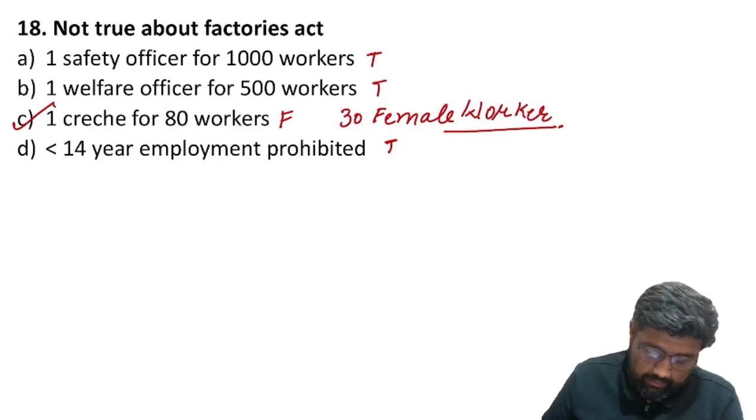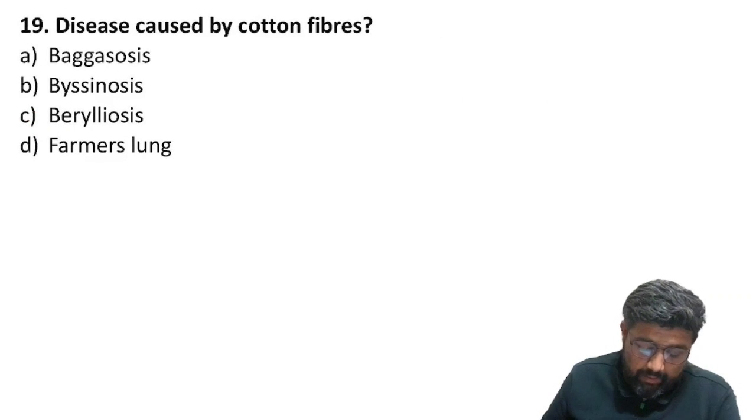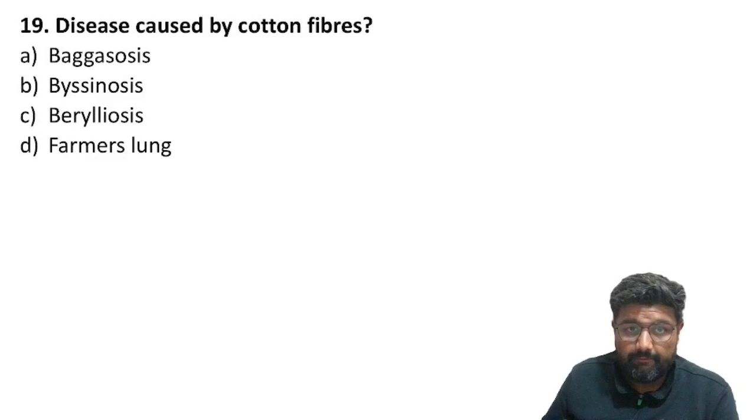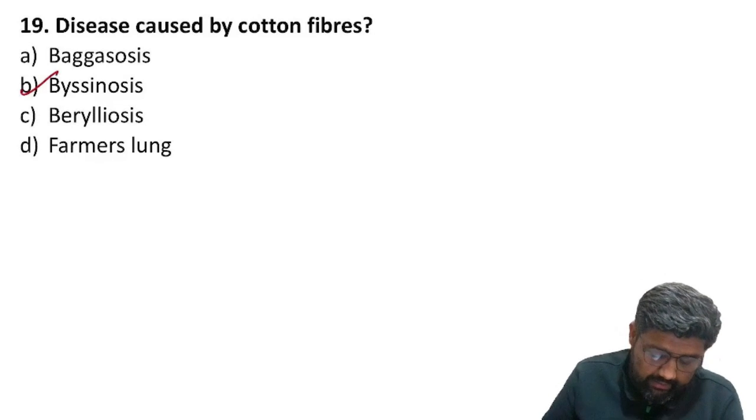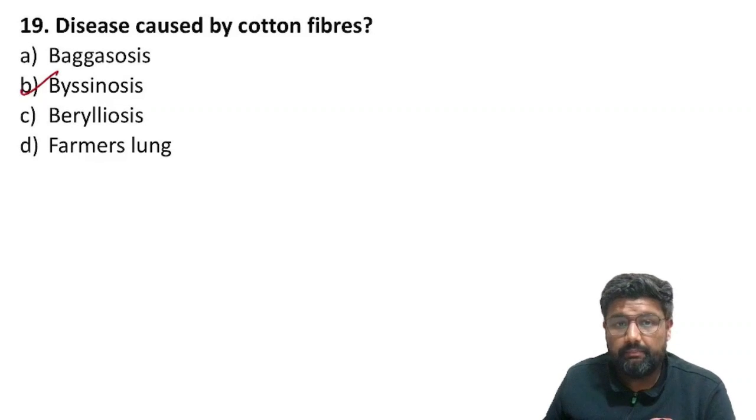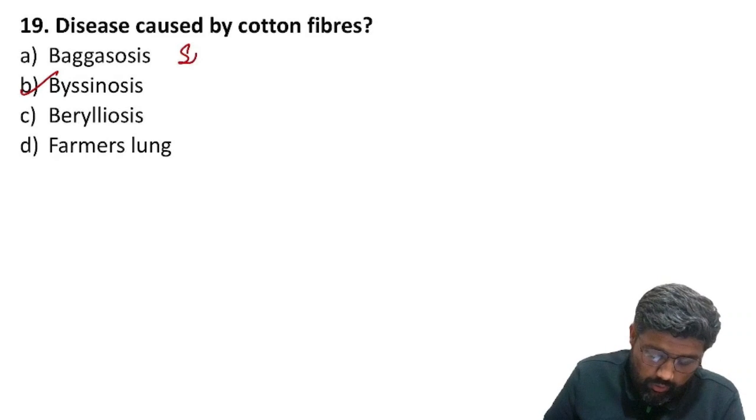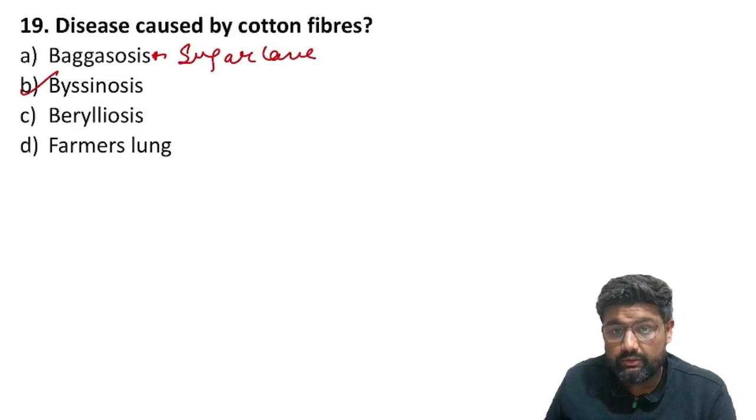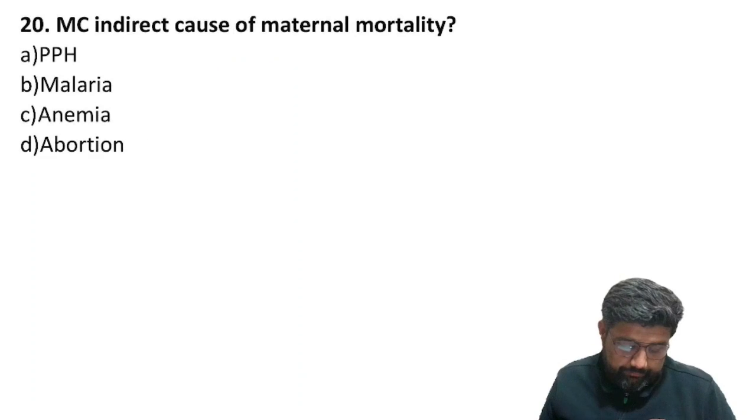Disease caused by cotton fibers is byssinosis. Sugarcane dust or sugarcane fibers cause bagassosis. Right? So option B is the correct answer here.